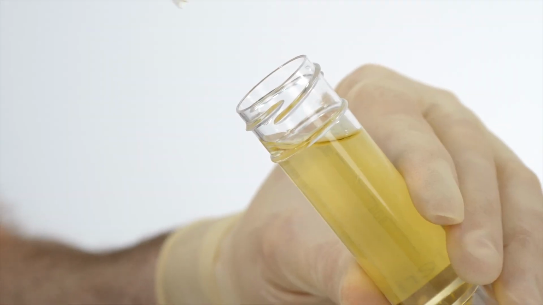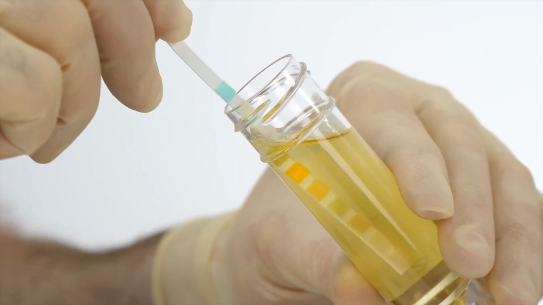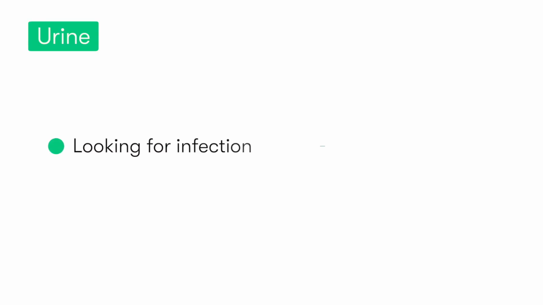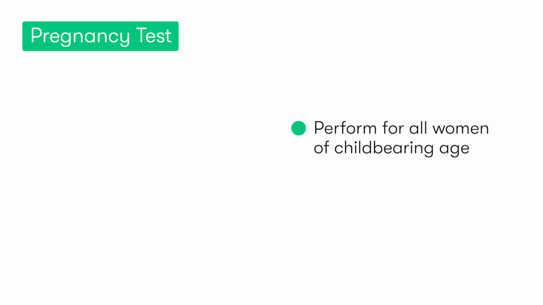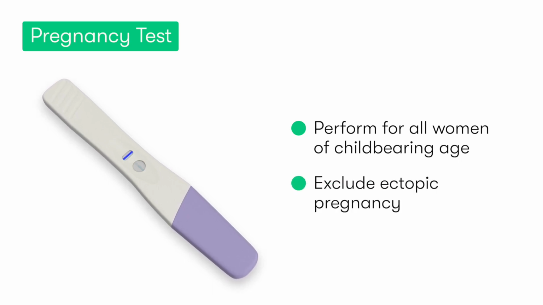As well as blood tests, we can also check the patient's urine. We do this to look for any evidence of infection, and also to look for any signs of hematuria, which, if present, may indicate the presence of a urinary tract stone. In women of childbearing age, we should also be checking to make sure they aren't pregnant, and also, really importantly, to make sure they don't have an ectopic pregnancy.